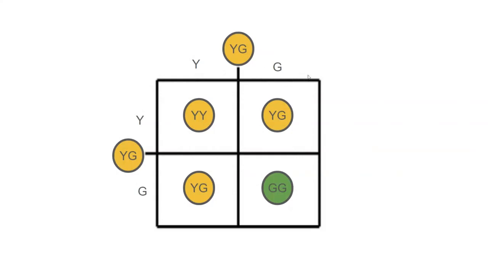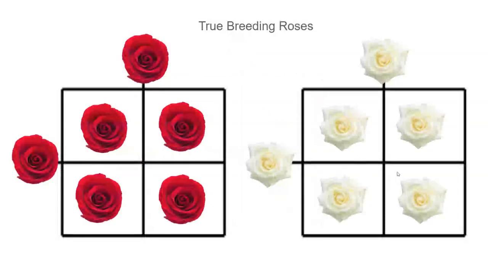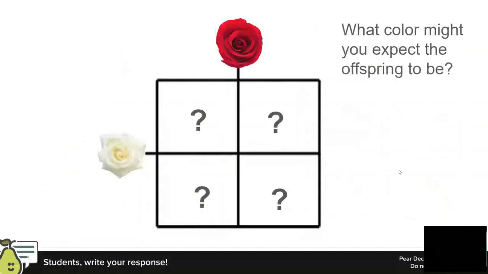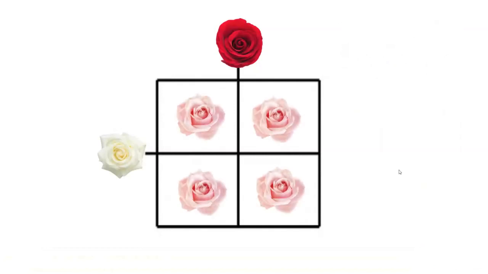But it was a good thing he was studying peas, because that's not exactly what happens in all cases. So let's experiment with some roses. Here I have a variety of true breeding red roses, and I have the same variety of true breeding white roses. What's going to happen when I breed a red rose with a white rose? Well, according to Gregor Mendel, I should probably get 100% red roses, since it seems like red should be dominant over white. That's not what happens though.